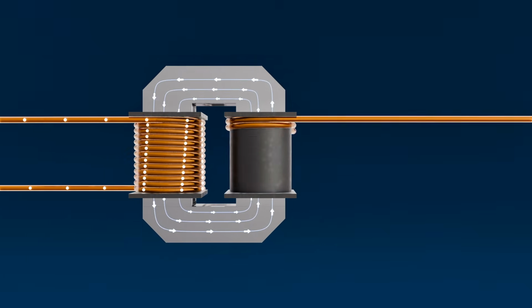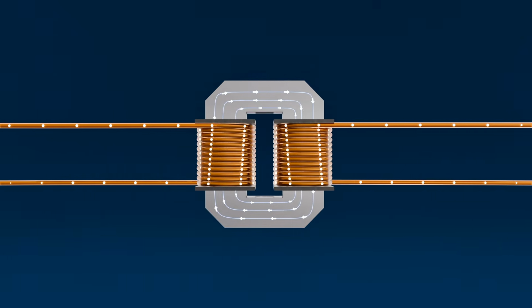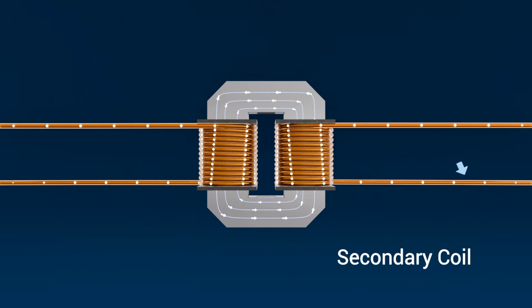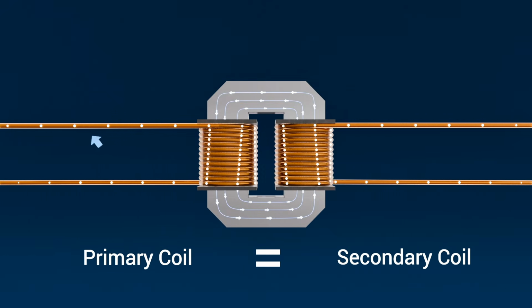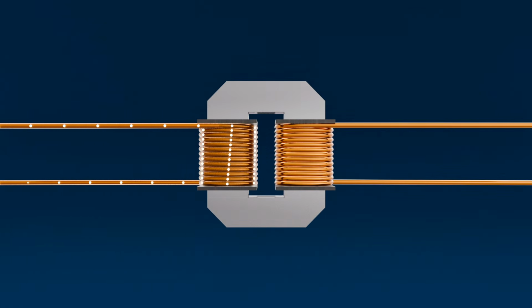Now enter the secondary coil, which sits within this varying flux. According to Faraday's law of electromagnetic induction, the induced voltage in the secondary coil is proportional to the rate of change of magnetic flux linking the coil and can be denoted from the following equation. In simple terms, the faster and more strongly the flux changes in the primary, the more voltage is induced in the secondary. This induced EMF pushes electrons through the secondary coil circuit, creating a current flow.